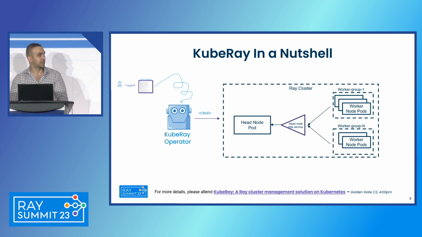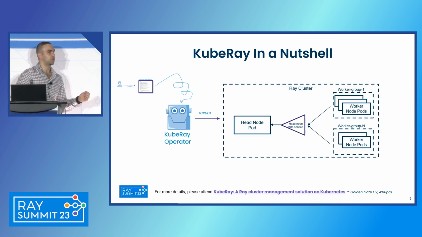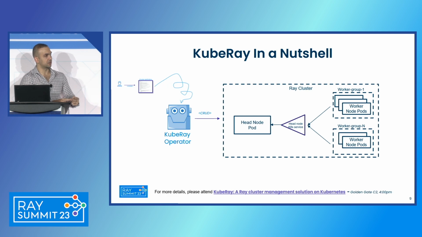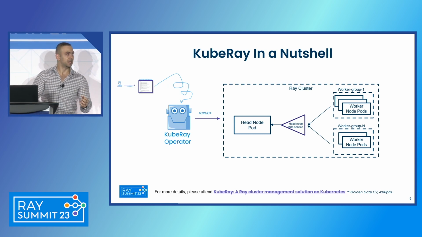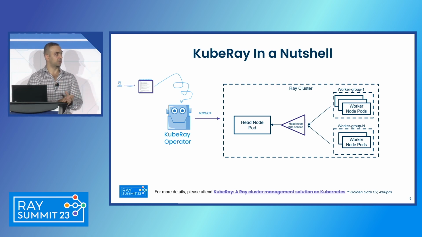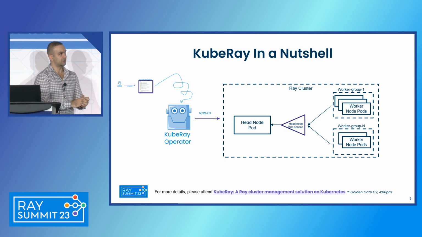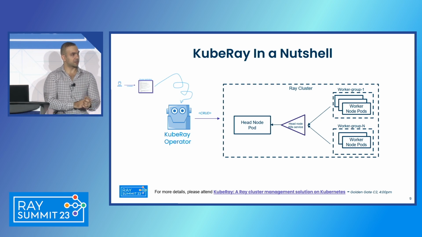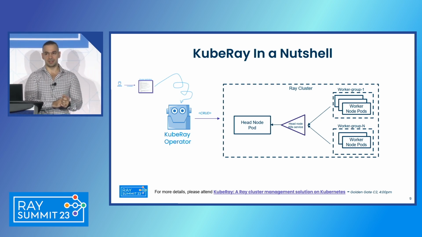So this is, in a nutshell, KubeRay and how it sits in that grand scheme of things. Now, we talked about KubeRay, but what is a Ray cluster in the context of Kubernetes? As a user, you define your cluster definition, and somehow it reaches the KubeRay operator. What KubeRay is going to do is create a Ray cluster. The Ray cluster is just a bunch of pods, configured in a special way.